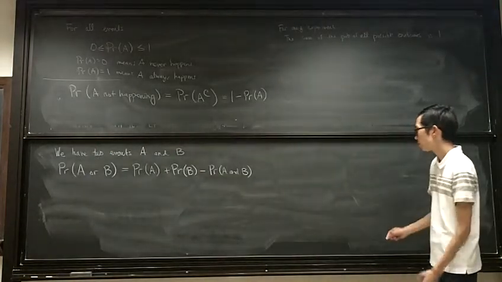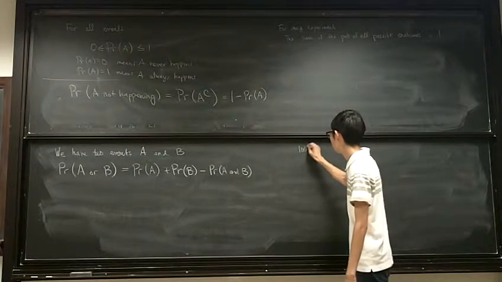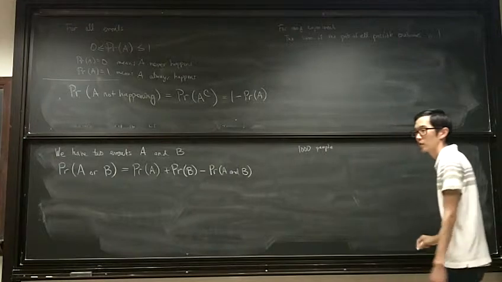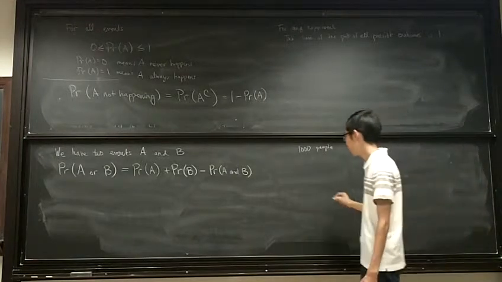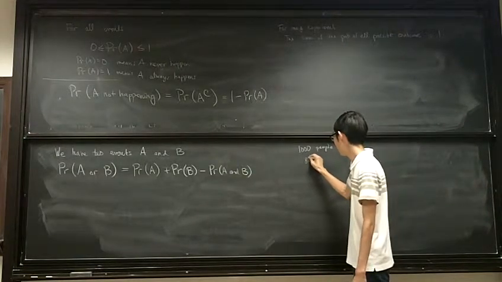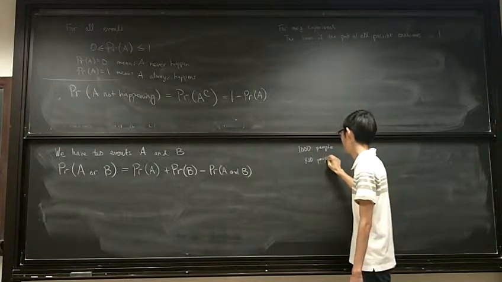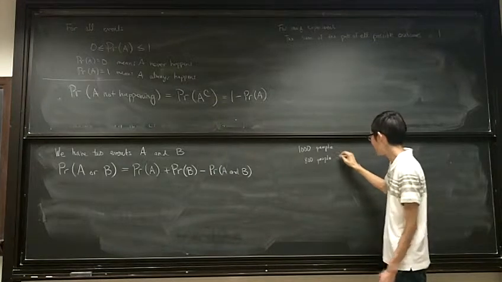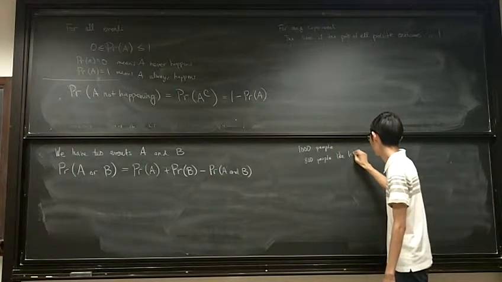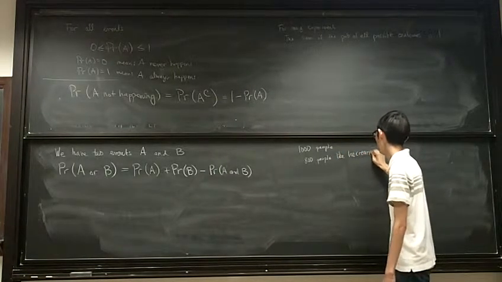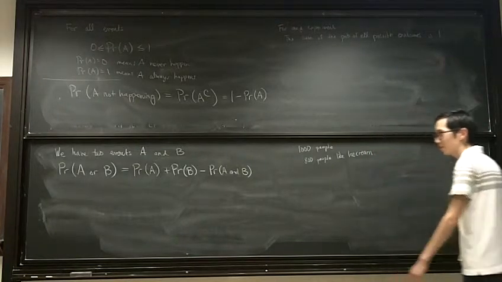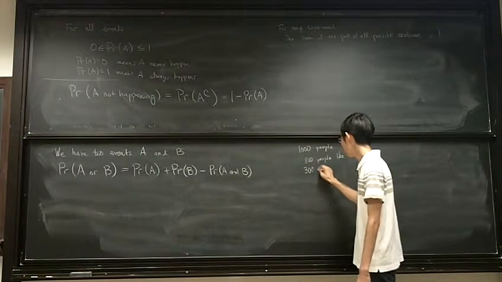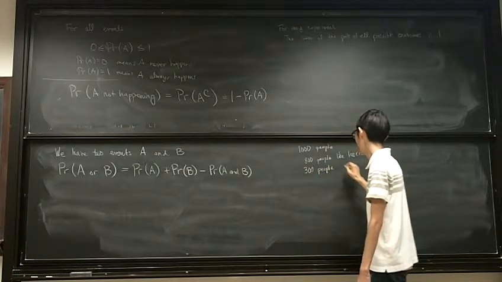So let's say there's 1,000 people. Let's say 800 people like ice cream. That should be like 900. But okay, 800 people like ice cream. And let's say 300 people own a dog.